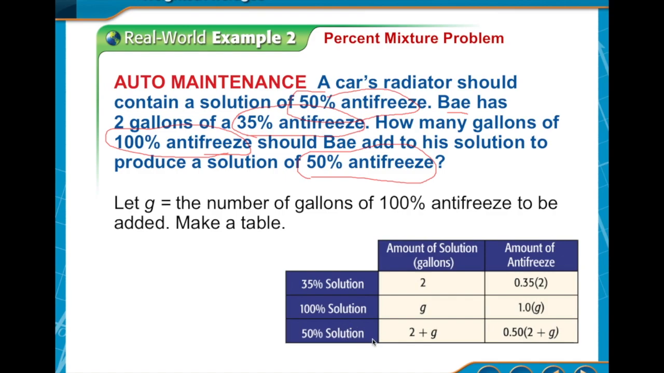And for our 50% solution, we know that when we combine these two, we're mixing them. So we'll add those together. 2 plus G is what we'll get when we mix the 35 that's already in the car with the 100 that we're going to add. So we have those there.